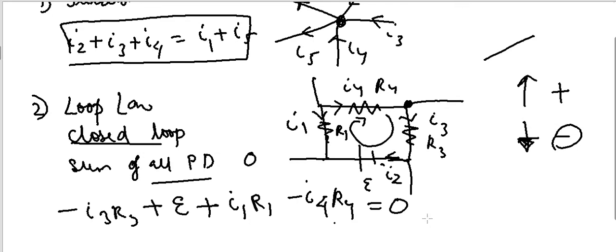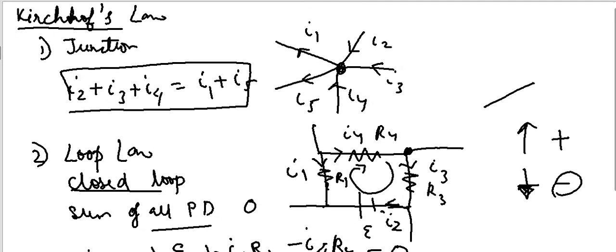So this is the statement. The statement of Kirchhoff's first law, or junction law, is that the sum of all currents directed towards a point in a circuit is equal to the sum of all the currents directed away from the point, and they should be equal. This is the statement of Kirchhoff's first law.